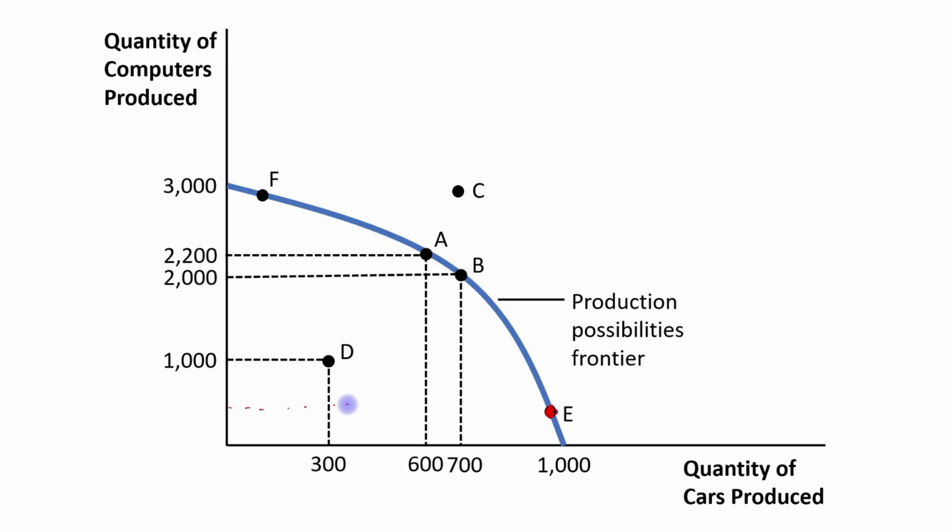If I'll just draw this. So you can see that the economy is producing many cars and fewer computers. At this point, opportunity cost of car in terms of numbers of computers is highest. Opportunity cost of car is highest.